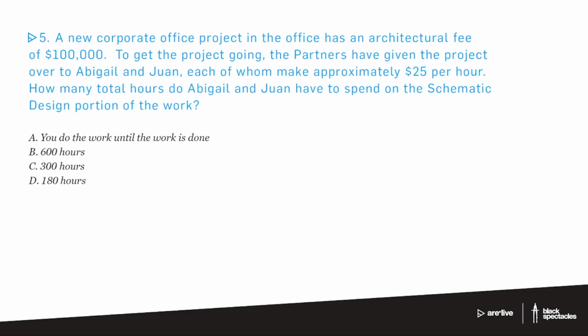So there's a couple of things that you need to know in order to answer this question relatively easily. First thing is the typical run of schematic design, design development, CDs, bidding, and then construction administration. That's typically written out as 15%, 20%, 45%, 5%, and 15%.